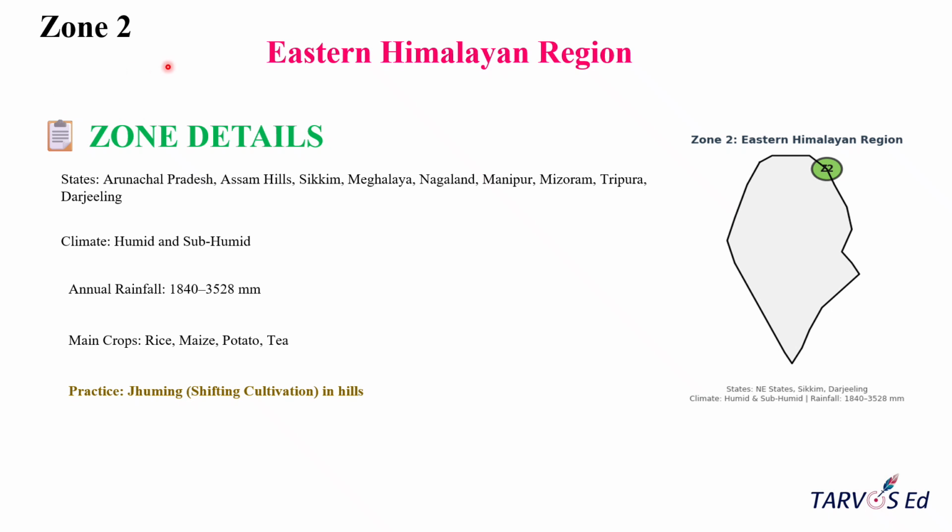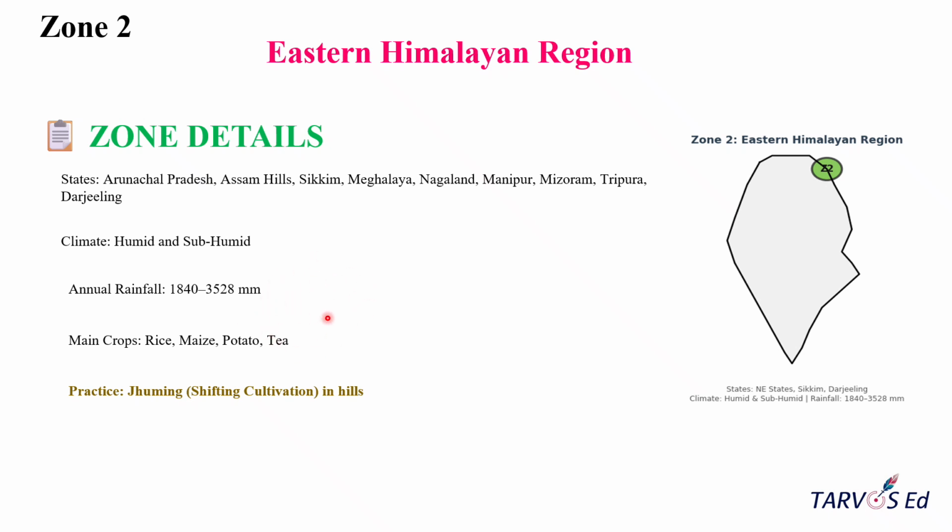Moving to zone 2, the Eastern Himalayan region. This zone covers Arunachal Pradesh, Assam Hills, Sikkim, and all the northeastern states, including Meghalaya, Nagaland, Manipur, Mizoram, Tripura, and Darjeeling. The climate here is basically humid to subhumid, and the annual rainfall is between 1840 to 3528 millimeter. That's one of the highest in the world.